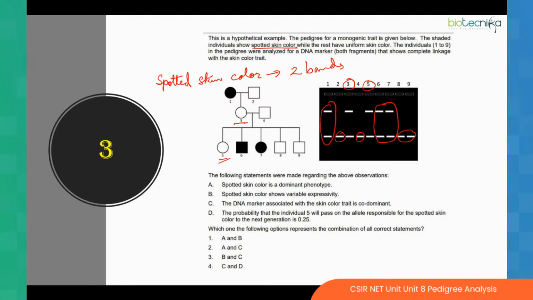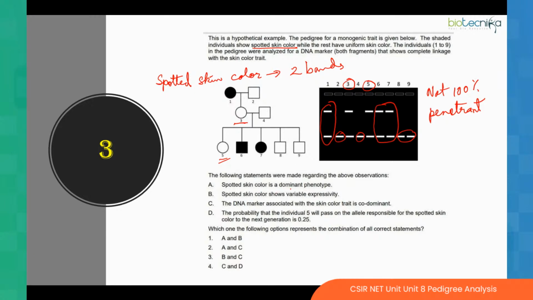What does it mean? That this particular trait is not 100% penetrant. Okay, so again, what do you mean by penetrant? That there will be individuals in the population who have the potential to produce the trait, but still they do not produce it. Okay, so the following statements were made regarding the above observation.